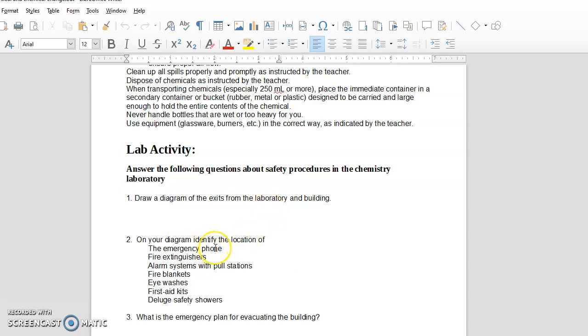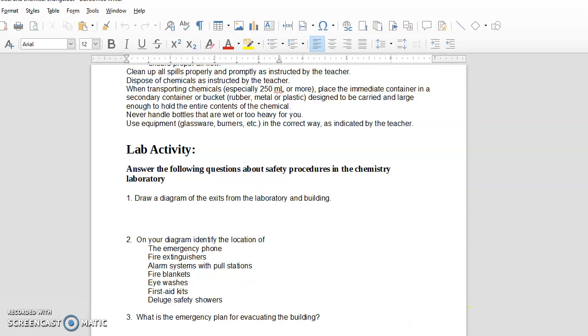But anytime you go into a lab for the first time, if you're going to do chemistry experiments, these are the sorts of things right here. Where's the foam? Where's the fire extinguisher? Where's the alarms? Where's the fire blanket? Where's the eye wash? Where's your first aid kit? Where's your deluge safety shower for something that gets splashed all over your body? You should know all of these for your own safety, okay?